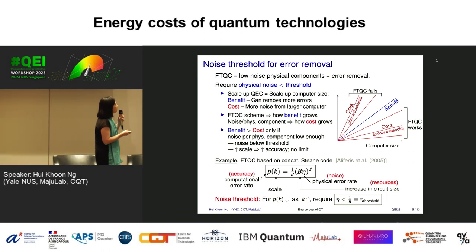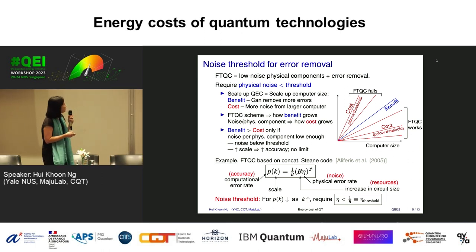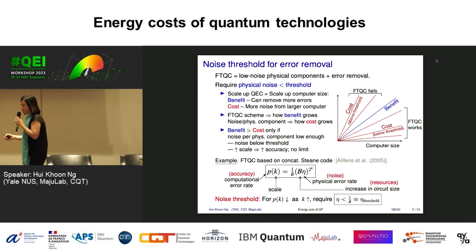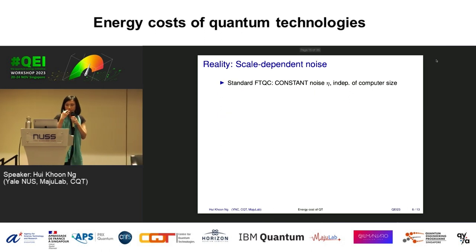Then I come back to the formula that I had earlier. If I want to increase K, I want this P of K to decrease, so that my error probability is smaller and hence accuracy is higher. Looking at the formula on the right, as K increases, in order for this to decrease, I need this product, B times eta, to be less than one. Eta comes from the noise. B tells you about the extra resources that you need to invest. And this relationship, eta times B is less than 1, gives you what the noise threshold really is. This is how you usually get the noise threshold.